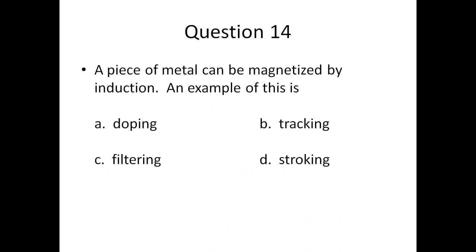Question 14. A piece of metal can be magnetized by induction. An example of this is A. Doping, B. Tracking, C. Filtering, or D. Stroking.